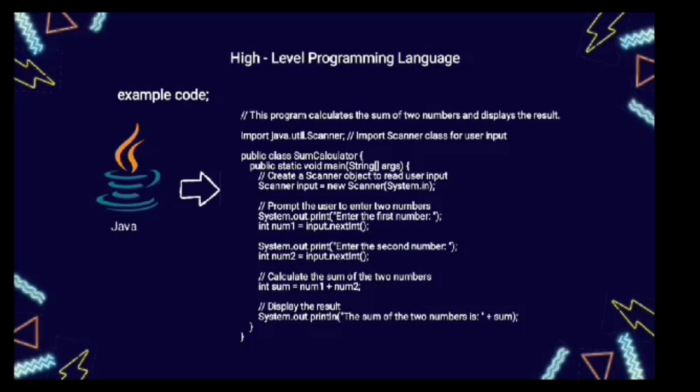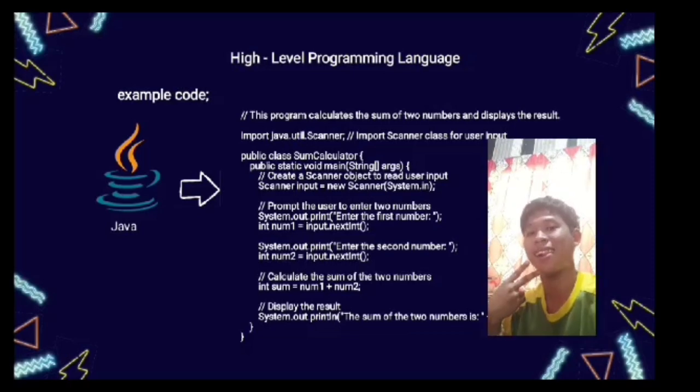Then System.out.print "Enter the second number." int num2, for the second variable, equals input.nextInt(). Let's calculate the sum of two numbers. int sum equals num1 plus num2. Then we display the result, System.out.print, "The sum of two numbers is" plus sum. And those are the two examples of high-level programming language.